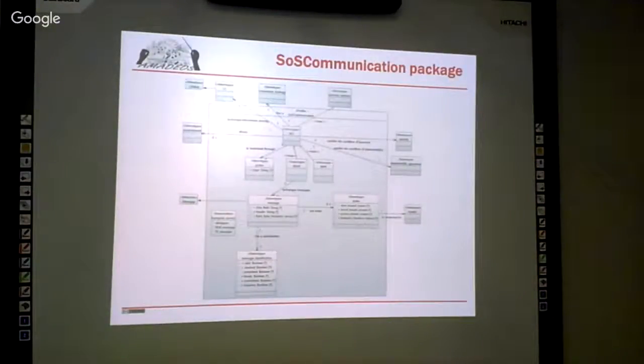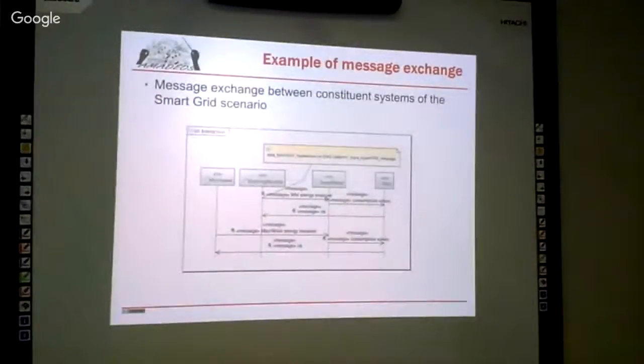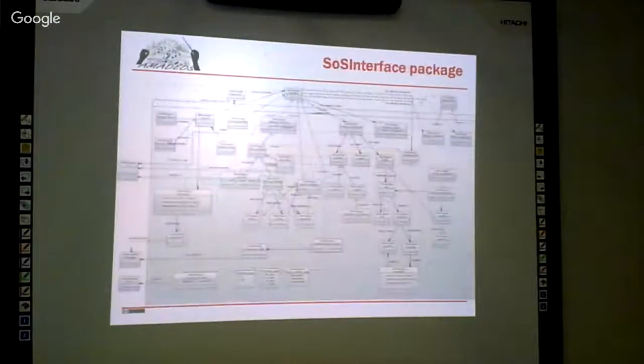Communication package, again, a message exchange between constituent systems of the smart grid. So these are diagrams of the different interactions. The interface package, you see things are becoming more complete and more complex.